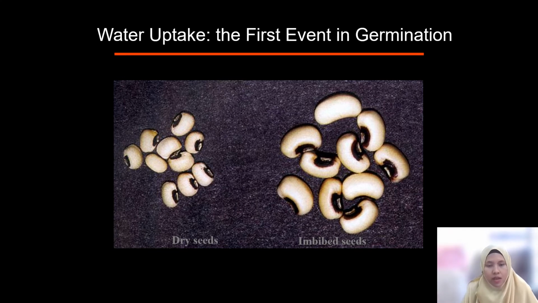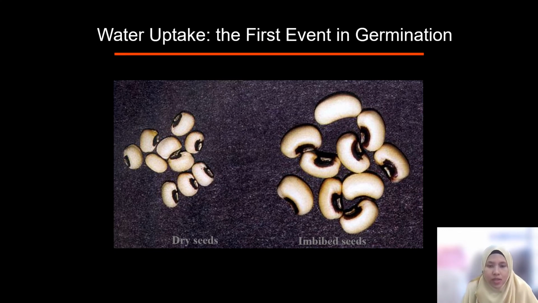Because when the plants take up the water and it goes through the seeds, it results in the rehydration of the seeds, and also it will result in the cell expansion. So that's why we see that the imbibed seeds are bigger than the dried seeds. So whenever we see the imbibed seeds, it means that they have gone through the imbibition process. They have absorbed some amount of water and they are experiencing some swelling inside their cells, the seed cells. So that's why they are bigger.